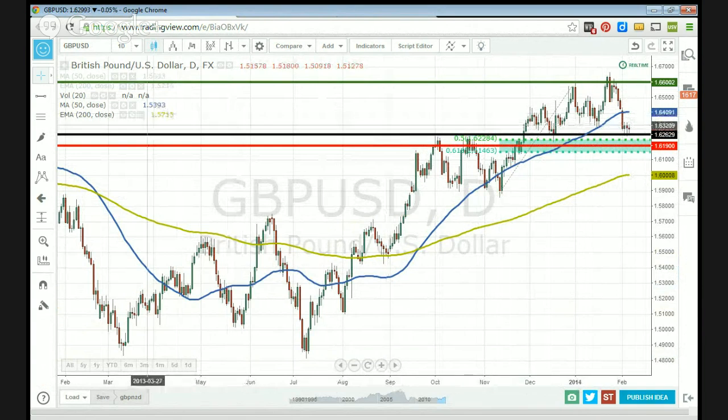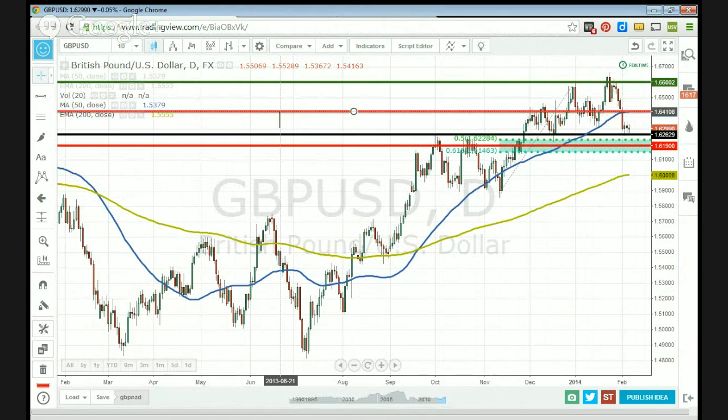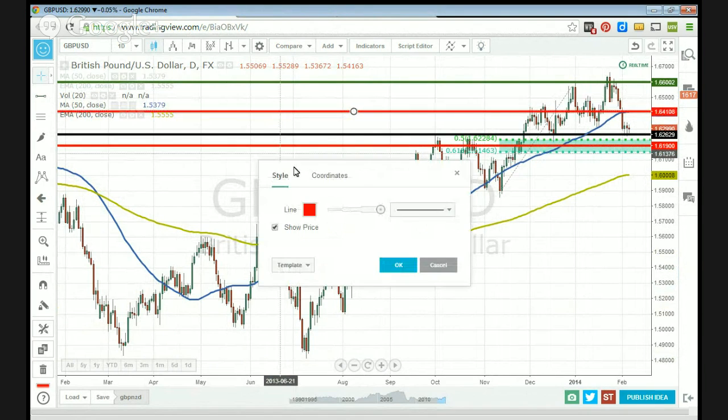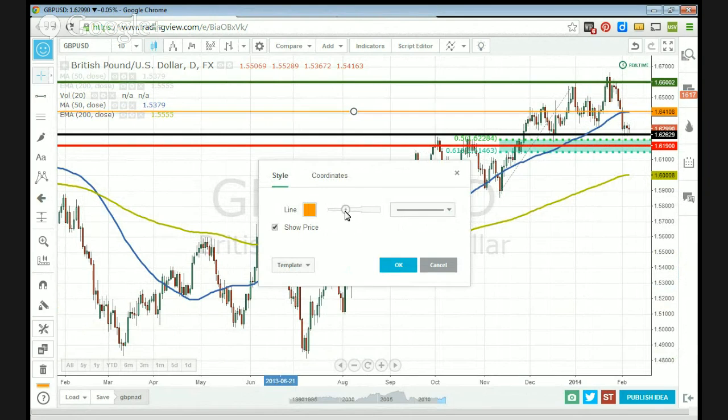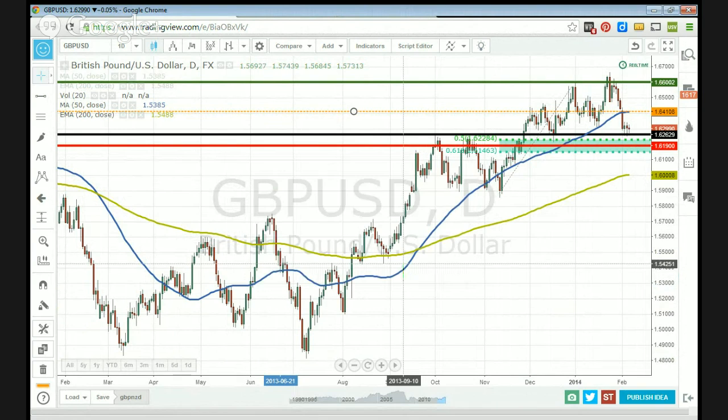I think we would need to close above here. Let me at least draw the line. I need to change this line. Make it orange, much thinner, and dashed. Okay. If we can close above 64.10, that orange level I just added, then I will move my stop to break even. The target is 6,600, so we still have a ways to go.